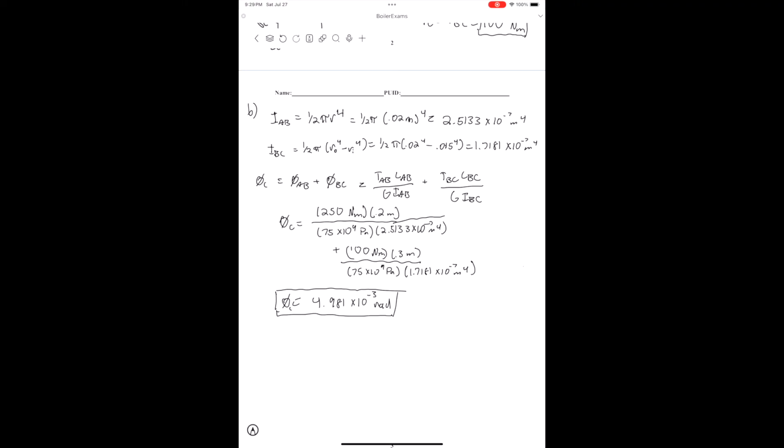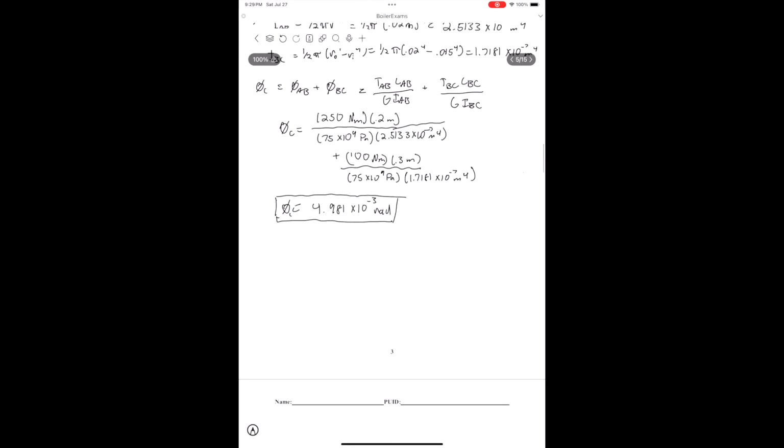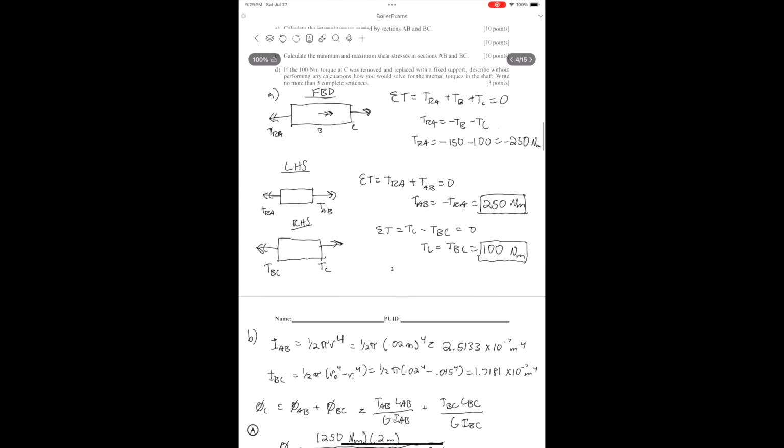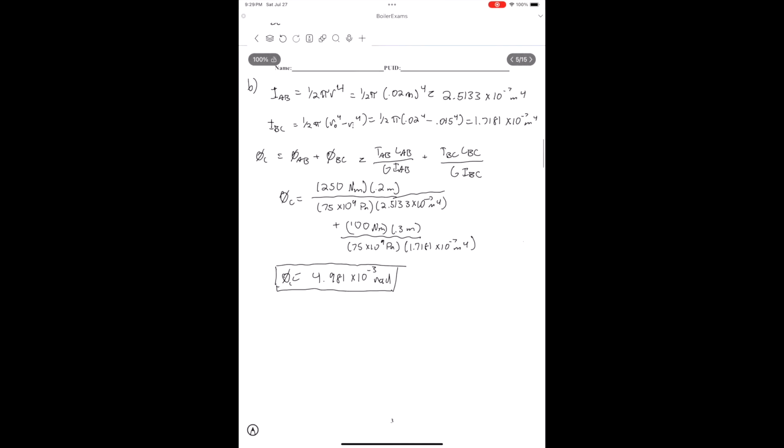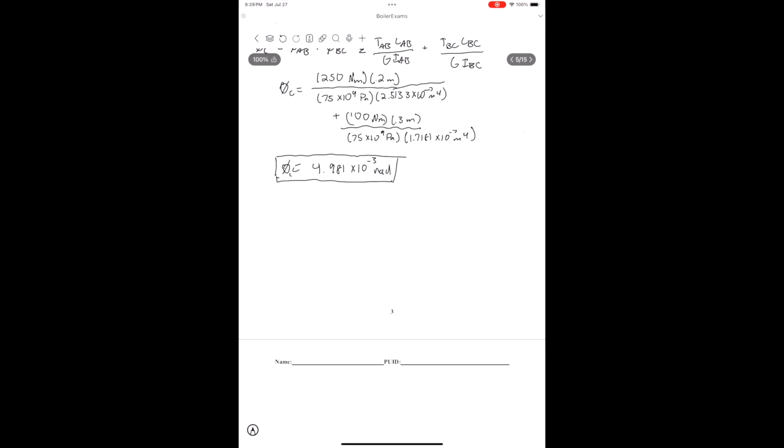All right, on to our part C. Reminder that part C is asking us to calculate the minimum and maximum shear stresses in each of our two sections. So let's go ahead and start with section AB.